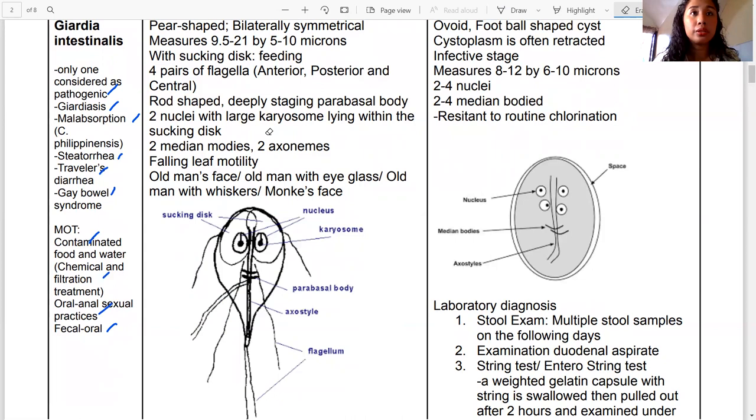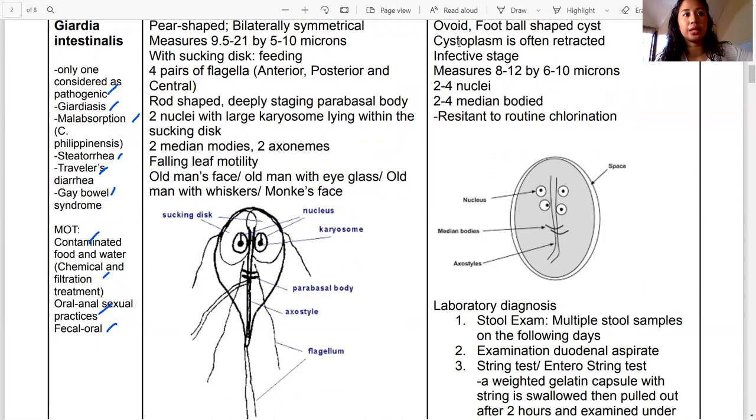Deeply staining. Sorry, what is that? The parabasal body stains, and you can see it. And class, I just want to say, the flagella are not often seen. The nucleus can be seen on staining.